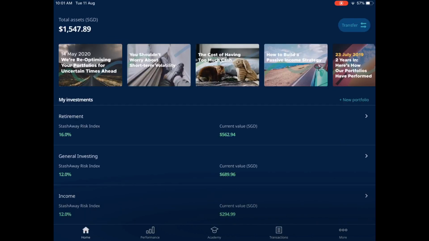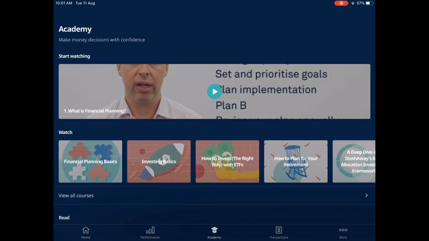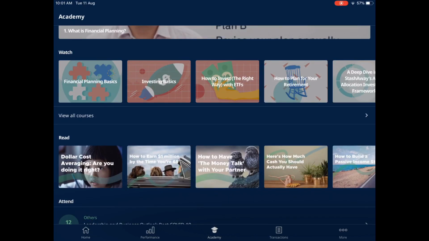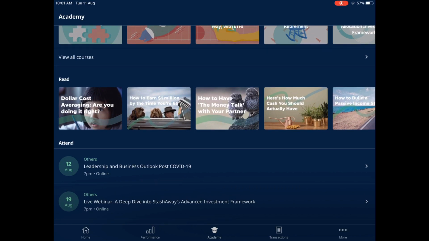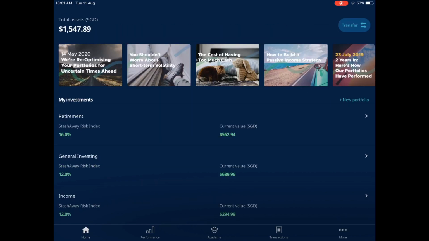There's also an academy for you to learn about making money, the decisions of how you invest, the basics, and some reading materials you can read from it. So this is the UI. I think it's quite clean and good for me. It's quite straightforward, especially as I don't want too much cluttered information loaded onto my screen. So this is quite a good UI from my point of view.